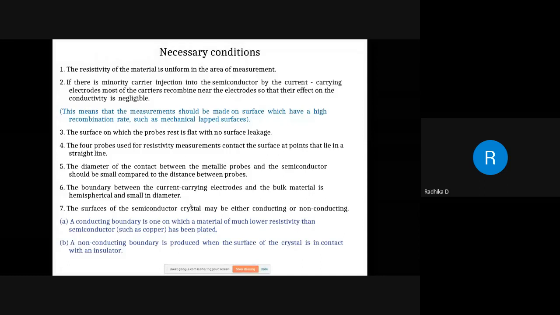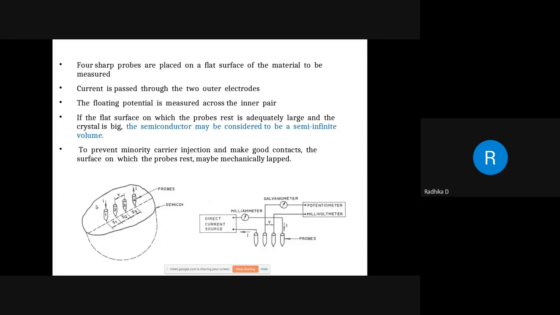Okay, one more thing is this. If you want to make the semiconductor conducting or non-conducting, there are two ways of doing it. If you want to make it conducting, you can bring it in contact with a metal like copper. If you want to make it non-conducting, you can bring it in contact with an insulator. Why is conducting required? Because obviously you need to measure the current across, right? So there should be some flow of current across your different devices. For that reason, you can either make it conducting or non-conducting. For non-conducting, you connect it to an insulator. Okay. So this is about four probes.